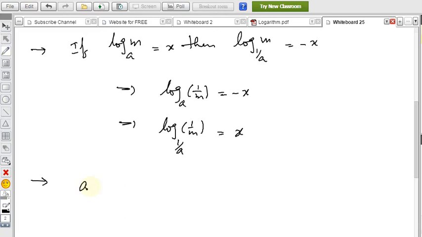One more in the power property: a to the power log b to the base m is equal to b to the power log a to the base m. So this is also one of the properties that will be equal.